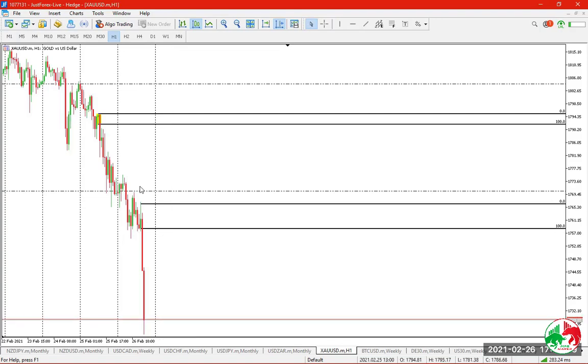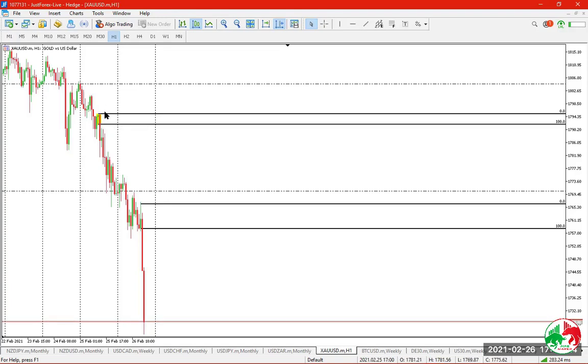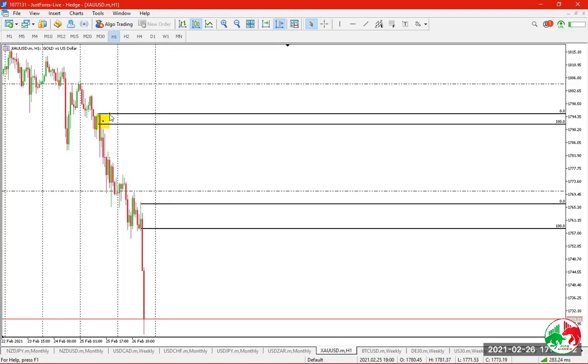All right. So this was our zone, but it wasn't tested. So it's still fine. You didn't lose any money. So that's an example of supply zone alignment.